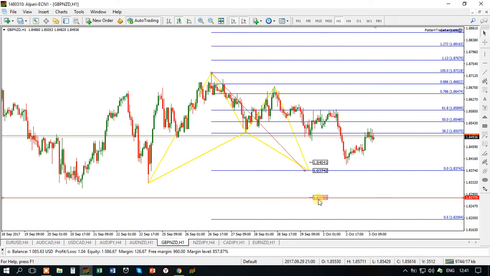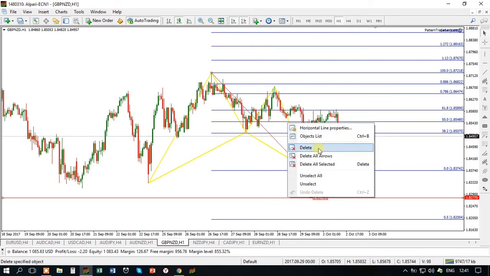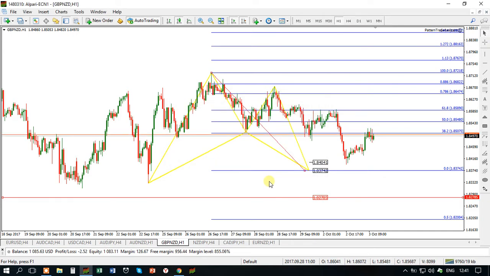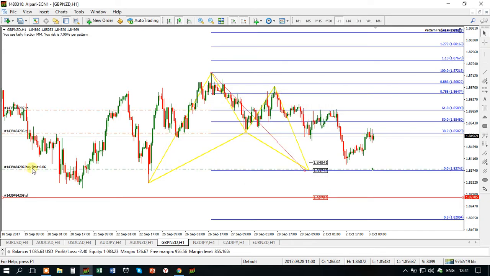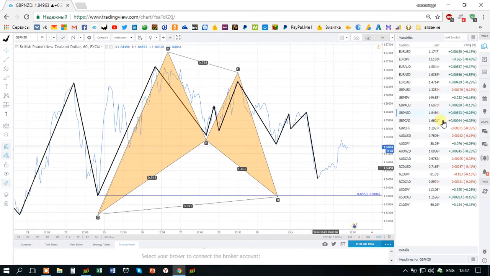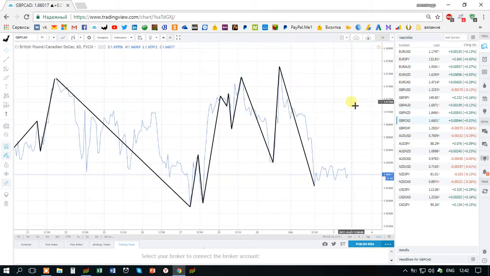Stop loss 82 785. Okay, done. Now I have 1 micro lot less. My stop loss is 1 micro lot less than it was previously. Okay, let's go next. Adjusted the trade. Pound Canadian, no pattern here.